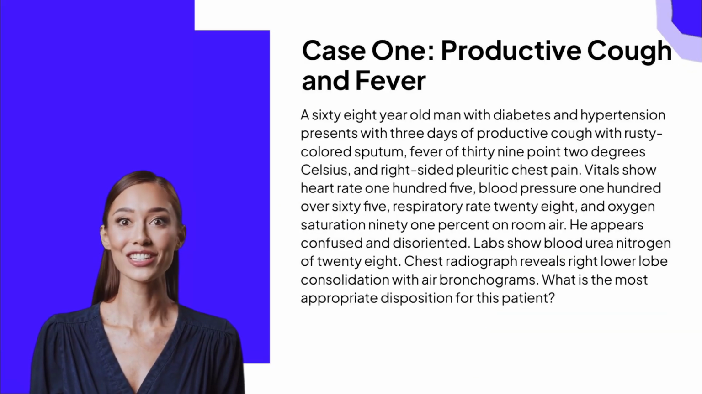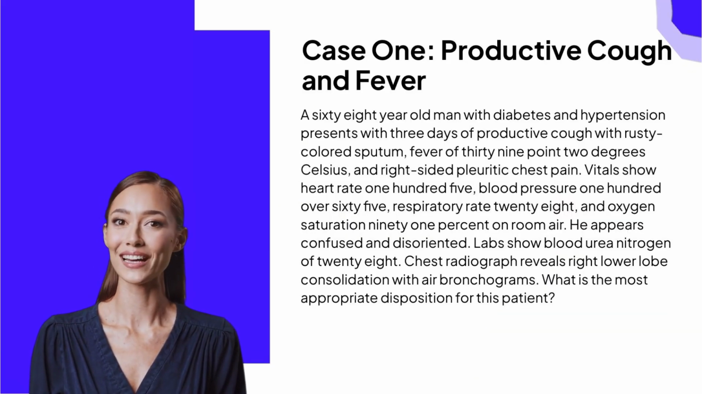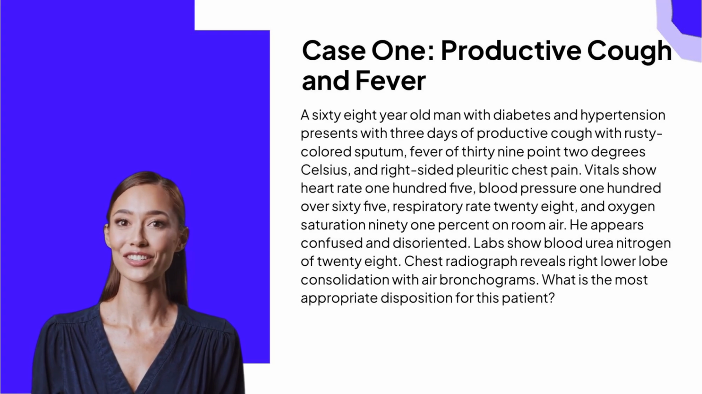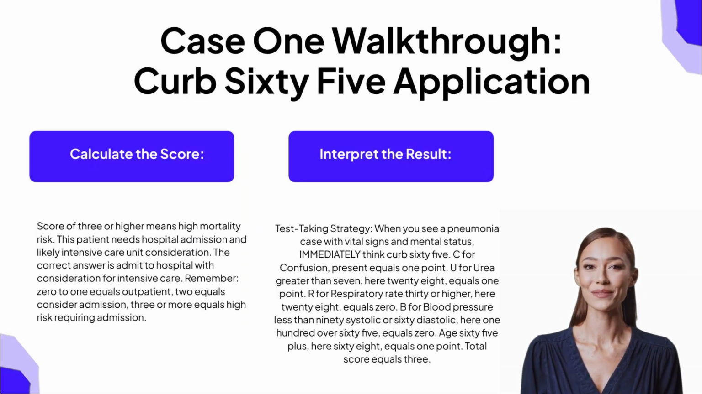Let's walk through our first case. Read it carefully and try to identify the CURB-65 components before I reveal the answer. This patient has productive cough with rusty sputum, high fever, and right lower lobe consolidation. The question asks about disposition. Here's how to approach this systematically.